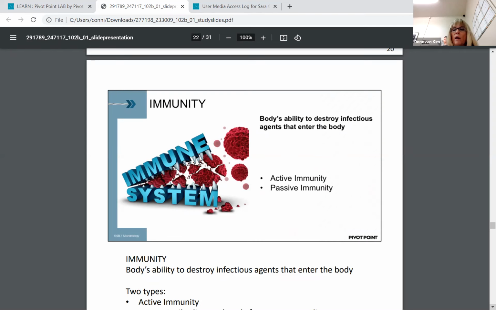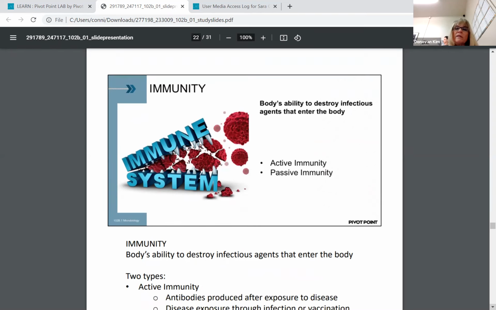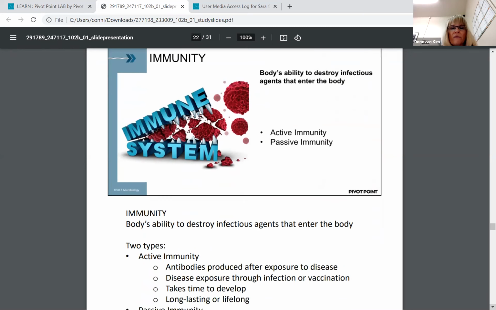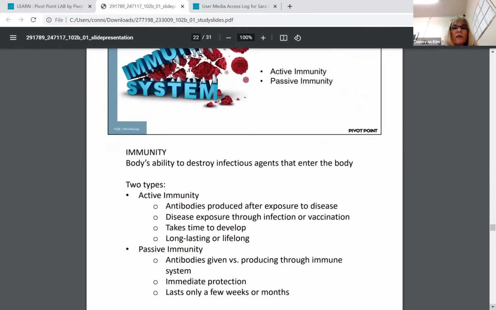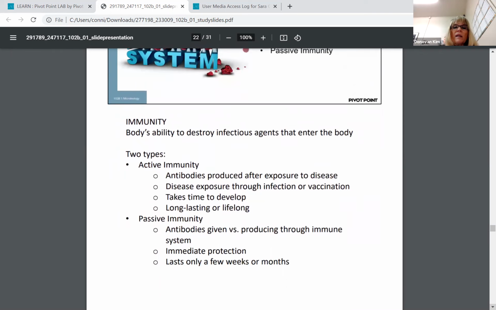So we have two types of immunity in our body. We have active immunity and we have passive immunity. I always get these confused too, so I need to make sure I read this correctly. Active immunity is what your body produces after exposure to disease. The disease exposure through infection or vaccination takes time to develop, but it lasts a long time.